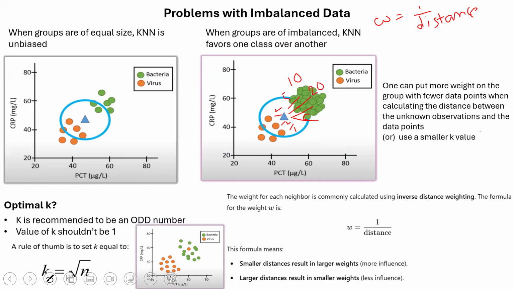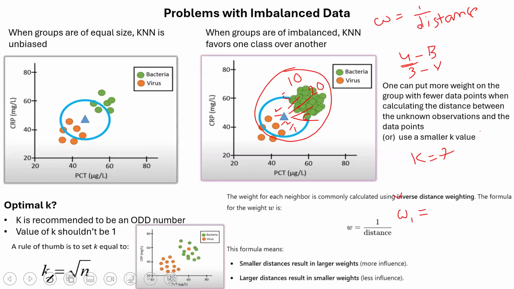Now these are the distances that we have, and once we take k equal to 7, what happens? These 4 points fall into the circle, so we classify them as bacteria, because 4 points in that circle are bacteria and 3 points are virus. If you don't use the weighted calculation, we assign that point to bacteria. But this is imbalanced data, right? But if you calculate the weights, what happens?